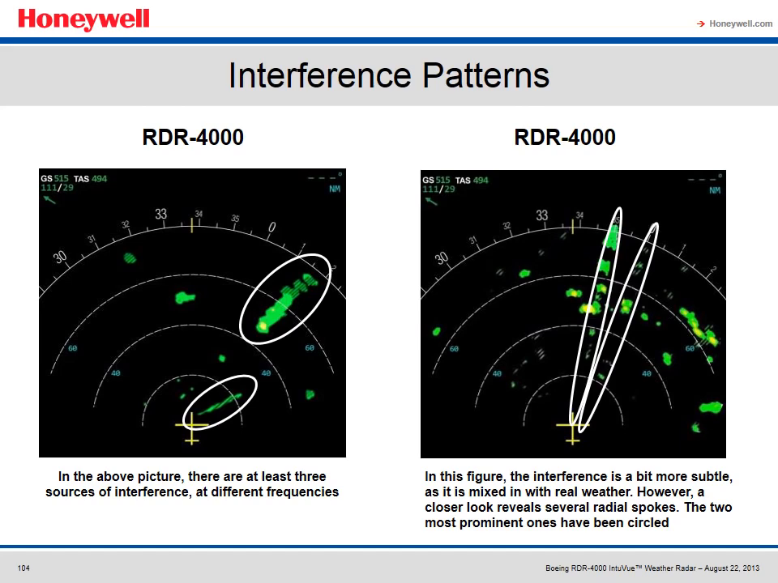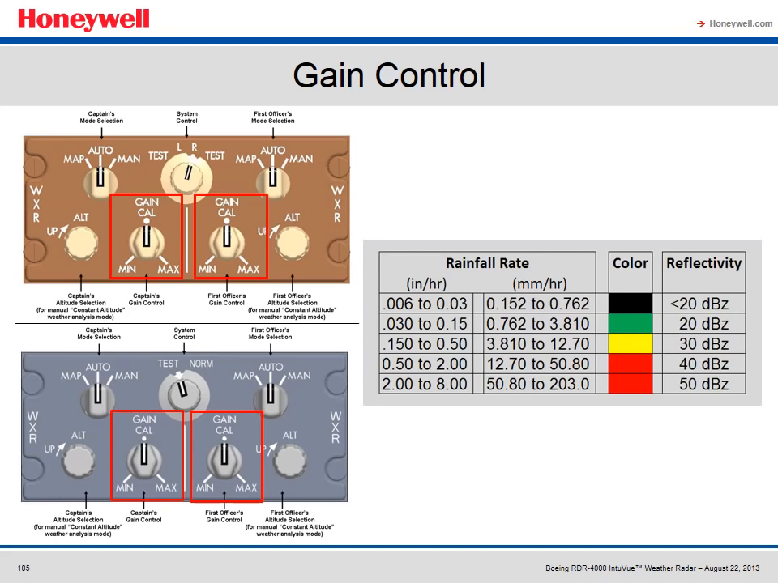We'll finish this section by talking about the gain control and its use. The gain control is active in all modes, but most of the time the radar will be in the auto or calibrated gain position. The calibrated auto position is the only position where the colors represent the FAA-defined reflectivity and rainfall rates as shown in the table. The auto gain setting provides a standard reference which all radar manufacturers must follow.